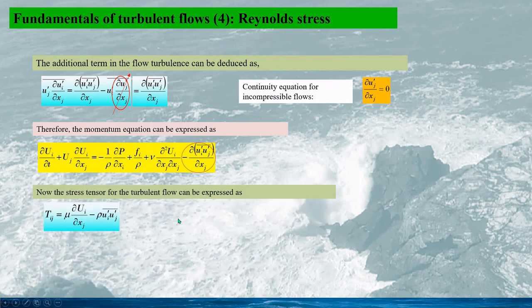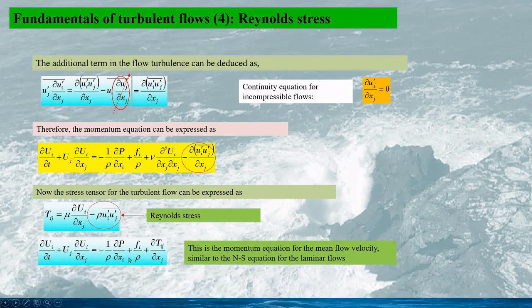Now, if we define a new stress tensor for the turbulent flow, Tij, at this, this term is named as Reynolds stress. So using the newly defined stress tensor Tij, the momentum equation for the mean flow velocity Ui would be given as this. This is the same as the momentum equation for the laminar flows.